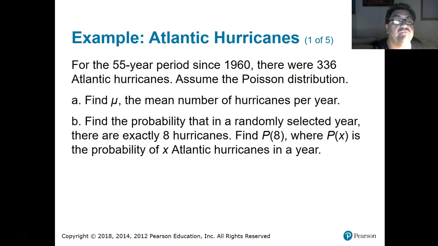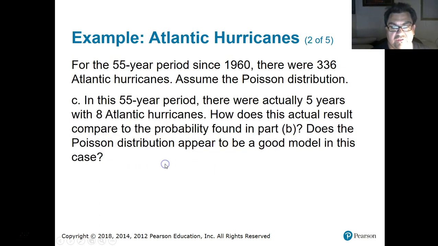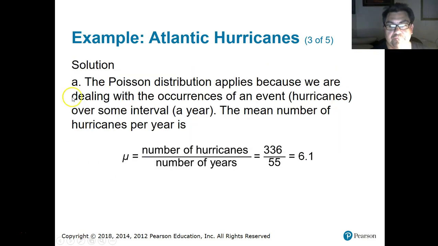Find the probability that in a randomly selected year there are exactly 8 hurricanes, assuming a Poisson distribution, if you can. We're going to have to check out the requirements for that before we decide to do that. Find P of 8, where P of x is the probability of x. In this 55-year period, there were actually 5 years with 8 Atlantic hurricanes. How does this actual result compare with the probability found in part b? Does the Poisson distribution appear to be a good model in this case?